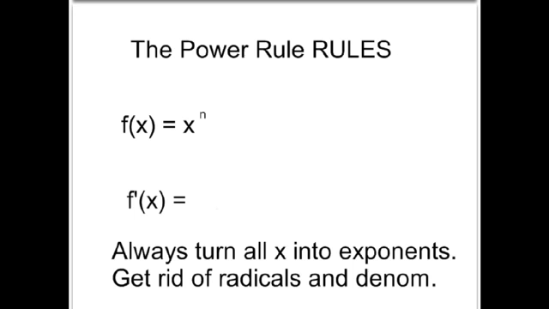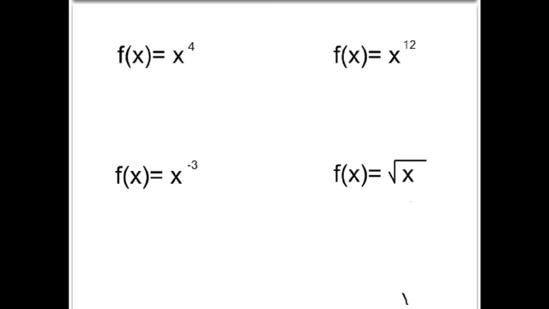So the power rule basically states that if you have x to some power, the derivative is going to be n times x to the n minus 1 power. And note down here we say always turn all the x's into exponents, meaning get rid of the radicals, put them in fraction form, and get rid of any x's in the denominator, meaning put them as negative exponents. So go ahead and try to apply the power rule to these four. Pause here.